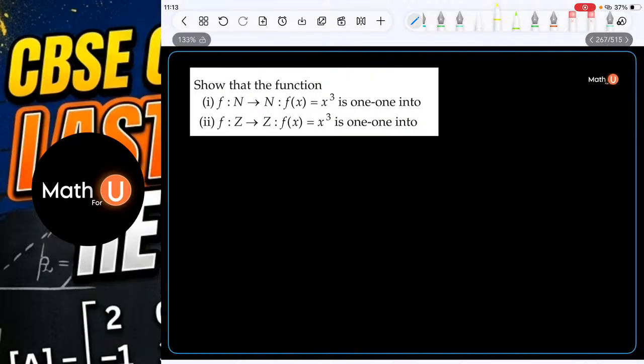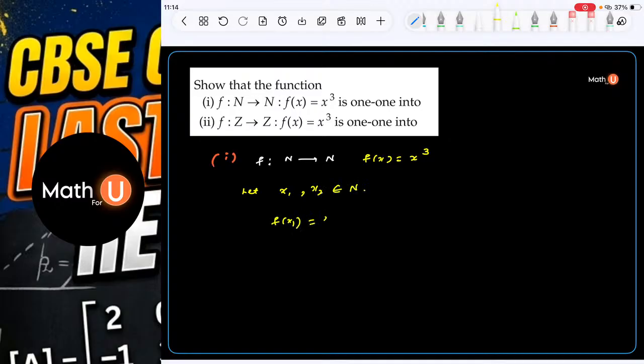Okay, next this is the question. Show that the function f, mapping from natural number to natural number, f of x equal to x cube, is 1-1 into. Here also we have to show the function is 1-1 but not onto. To show the function is 1-1, let us consider any two values which belong to natural numbers, then f of x1 equal to f of x2.